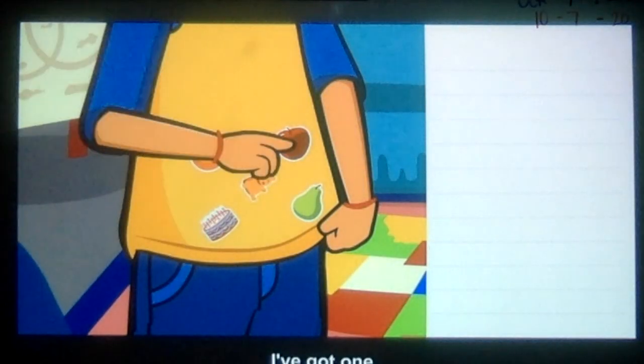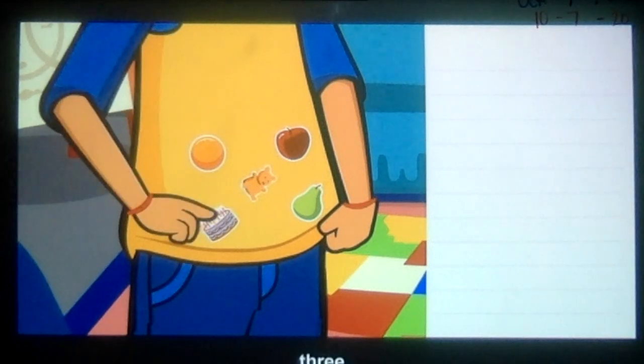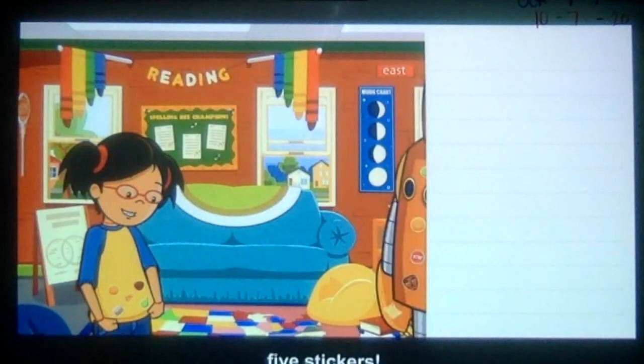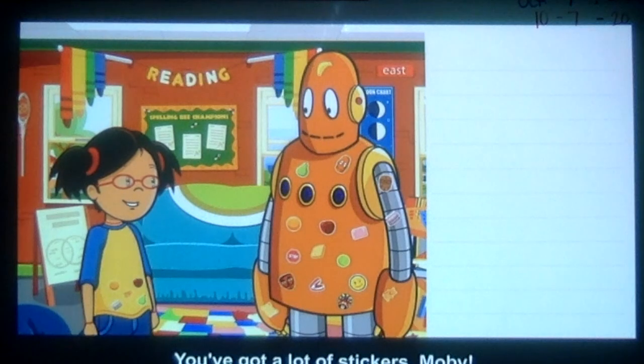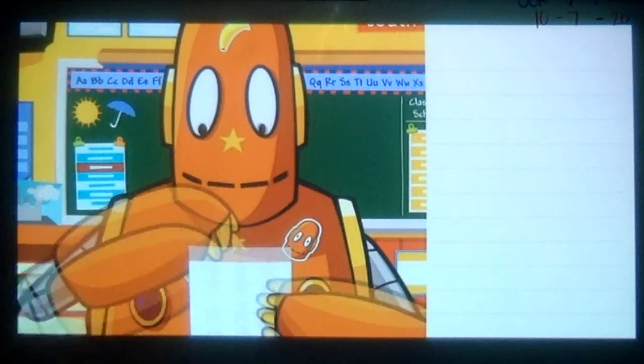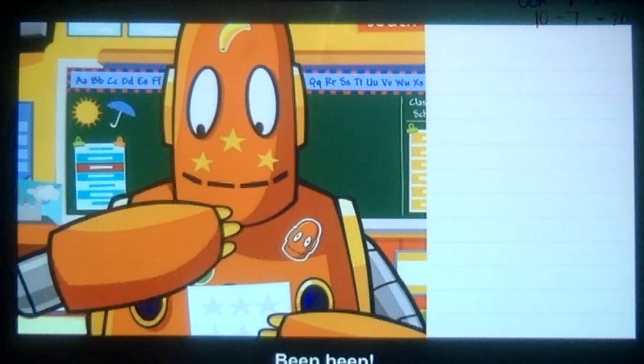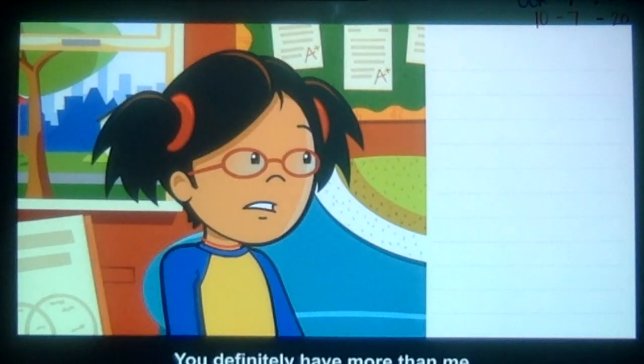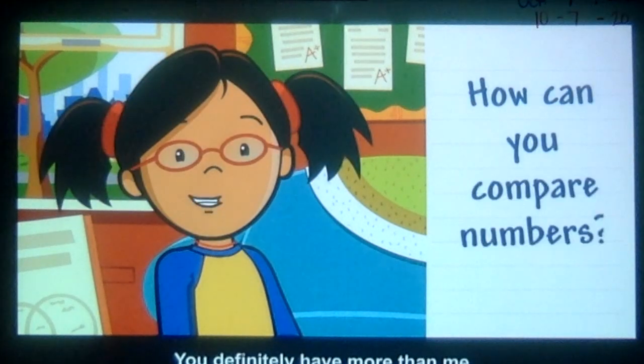I've got 1, 2, 3, 4, 5 stickers. You've got a lot of stickers, Moby. You definitely have more than me. How can you compare numbers?